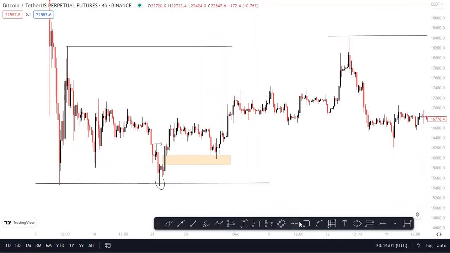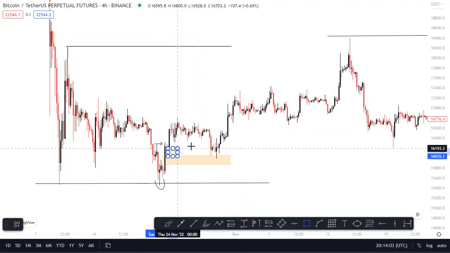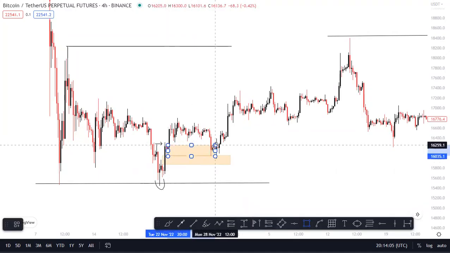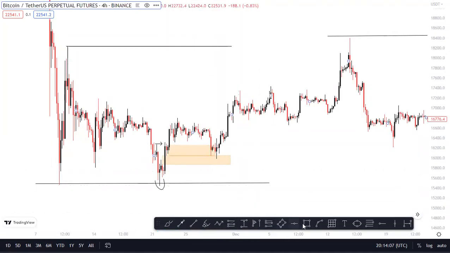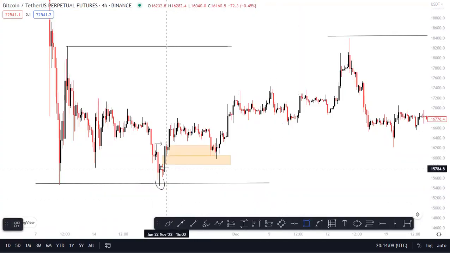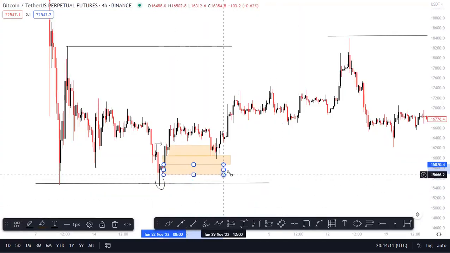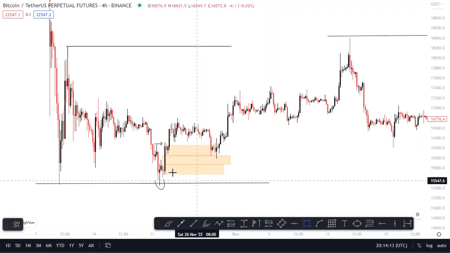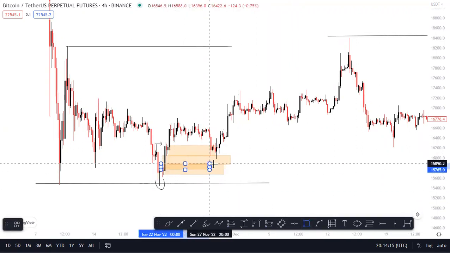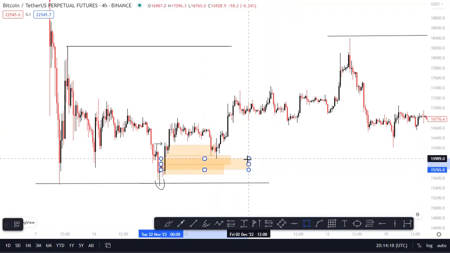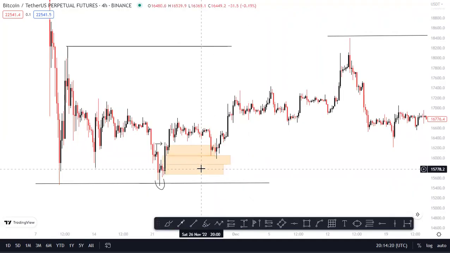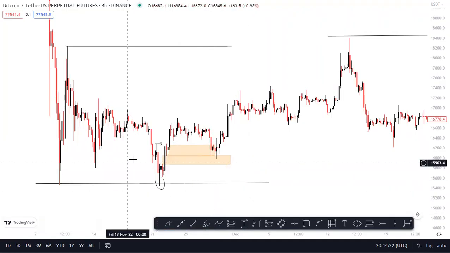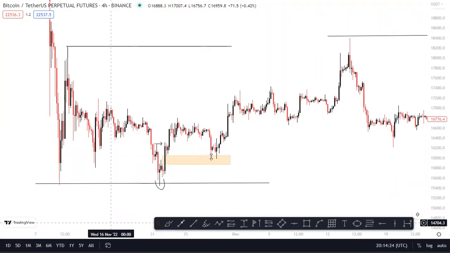So if you had used this breaker block, sorry, if you had used this other block, you'd be taken out. And if you had used the one below, you would have a missed entry. And if you had used the breaker blocks, you still have a missed entry. I don't think price mitigated that block. Let's see. Price didn't even touch any of them. Price only tapped the fair value gaps.